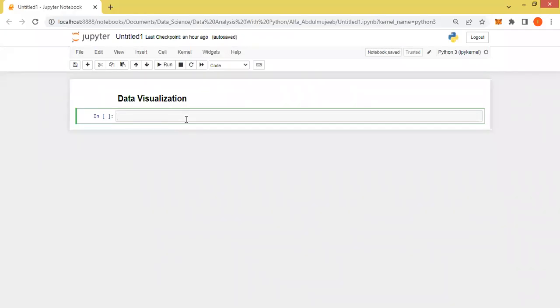Mainly we have four types of data, or let me say we have four levels of measurement. We have the nominal, the ordinal, the ratio, and then the interval. So those are the levels of measurement that we have.